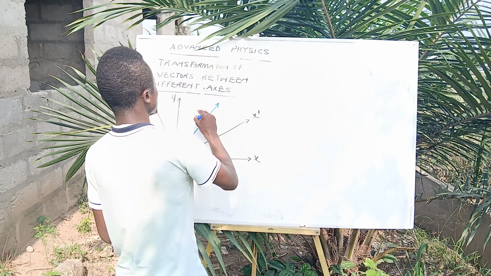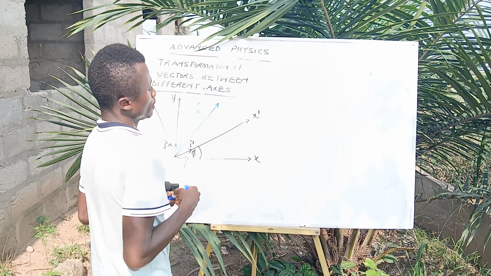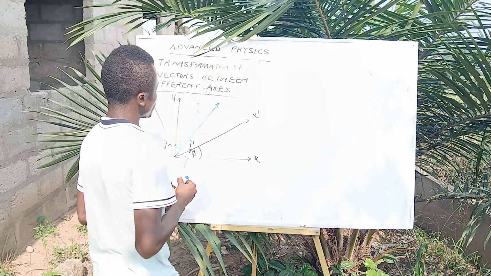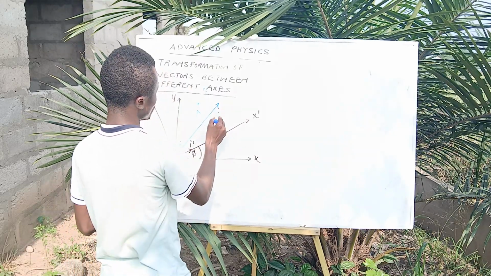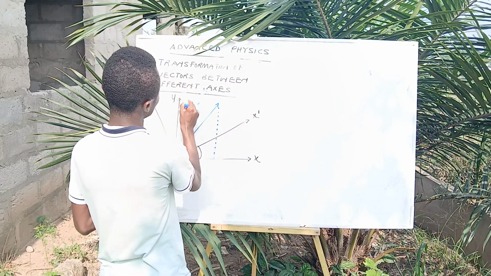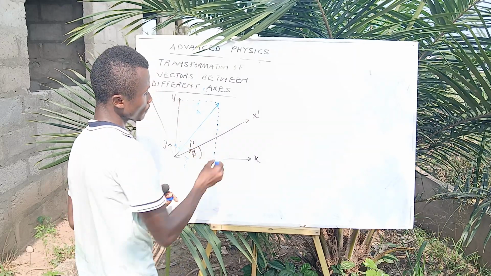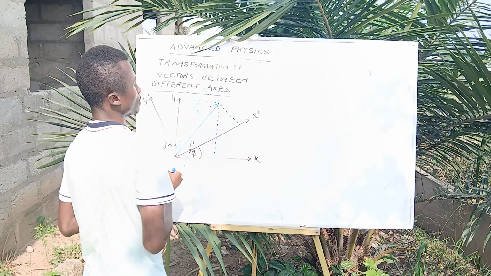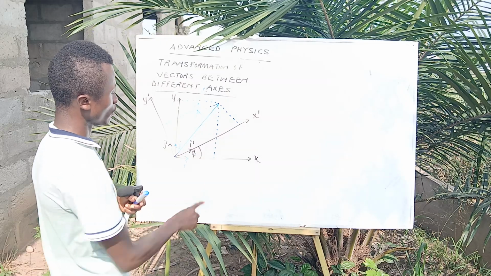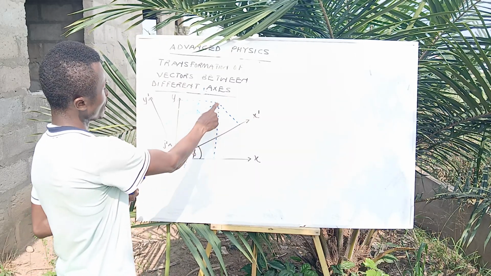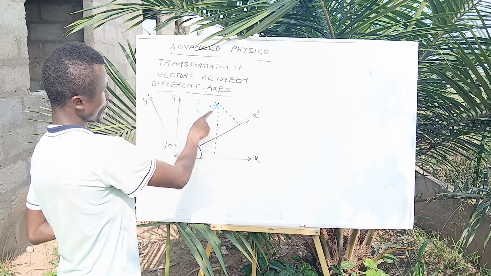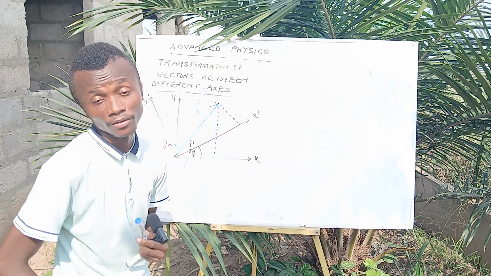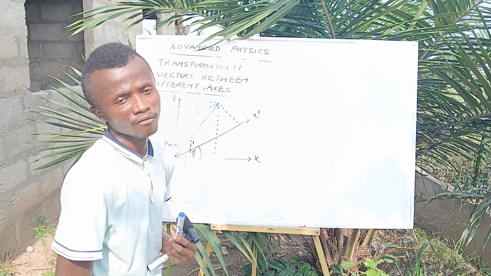There is a vector A, and you could immediately see that the components of the vector in the xy plane will be different from that of the x prime y prime plane. You have this, and then you have that. For the xy plane, you have the x hitting here and the y hitting there. For the x prime y prime plane, you have x prime hitting here, the y prime hitting here. There are different sets of values for the same vector A.